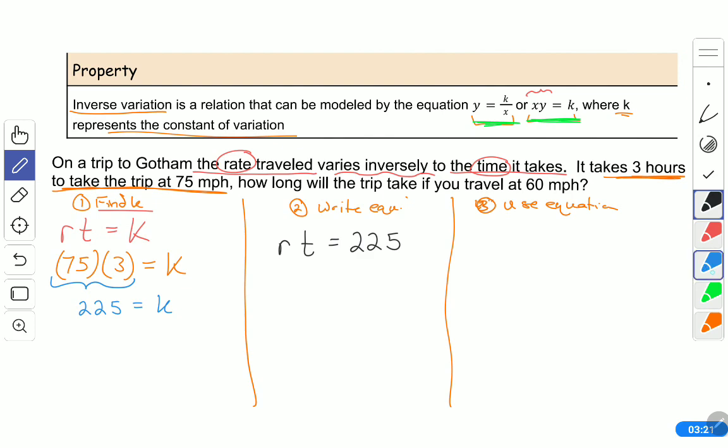The last phase is to use the equation to solve the problem. If you look, we're asked how long will the trip take if you travel at 60 miles per hour. So now we're going to use our equation. We'll replace the rate with 60. Our time is t, that's what we're looking for. And we're still equal to our k, which is 225.